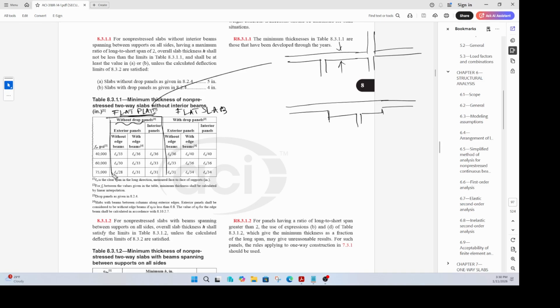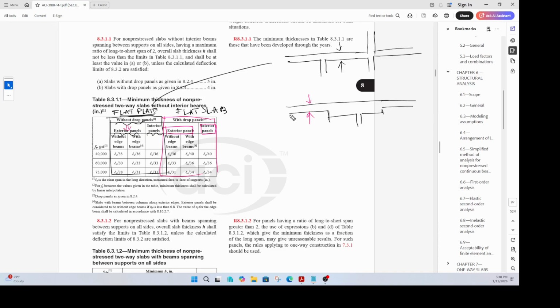right? And then decide if you are deciding the thickness of the exterior panel, or the thickness of interior panel. Whereas if you are deciding the thickness of a flat slab, then you come to this section, and then you need to decide if you are deciding the thickness of exterior panel or interior panel. Okay. But even after you decide it is an exterior panel, there are two options again. Does your exterior panel have an edge beam, or does it not have an edge beam?